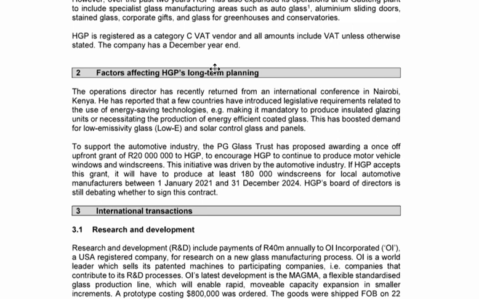So looking at the question, what does it say? It says to support the automotive industry, the PG Glass Trust has proposed awarding a once-off upfront grant of 20 million to HGP to encourage HGP to continue to produce motor vehicle windows and windscreens. The initiative was driven by the automotive industry. If HGP accepts this grant, it will have to produce at least 180,000 windscreens for the local automotive manufacturers between 1 January 2021 and 31 December 2024. HGP's board of directors is still debating whether to sign this contract.